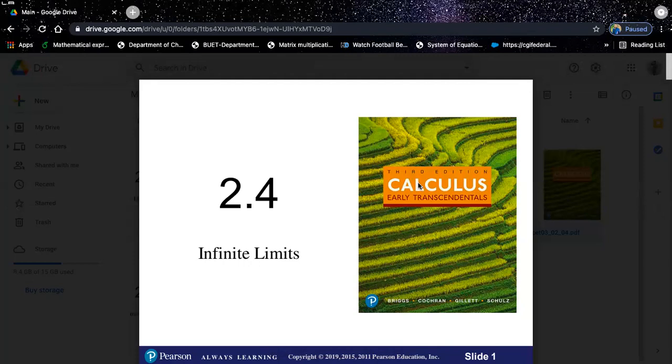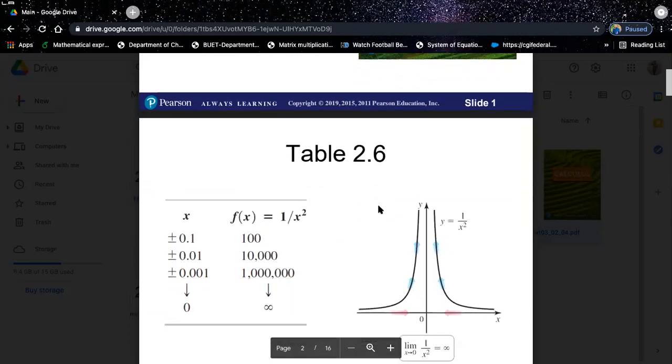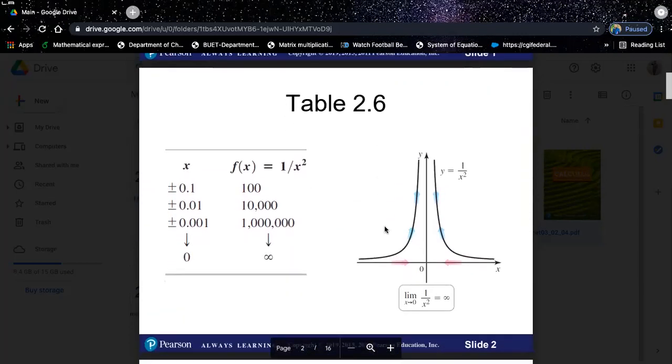Today, we'll see something really, really interesting, as I said. You'll see how infinite limits work, okay? To give you an idea, let's start with this graph. This is the graph of 1 over x squared.